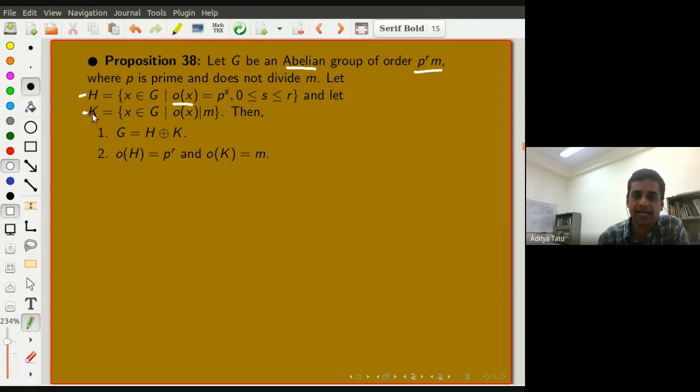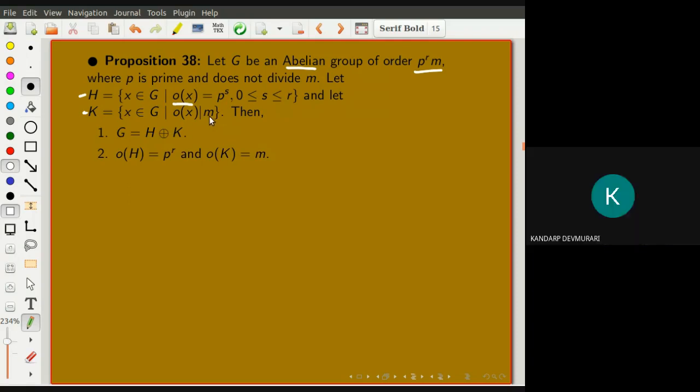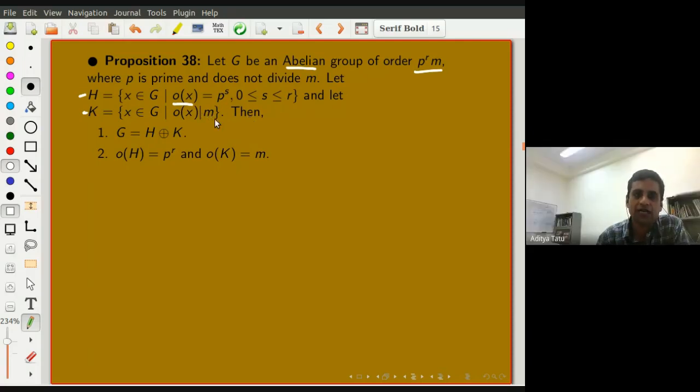The other subset is K, which consists of all elements of the group G whose order divides M. Is the definition of the two subsets clear? Yes, sir. Okay. So then we can show that G is a direct sum of these two subgroups H and K. Moreover, H contains P to the power R number of elements and K contains M elements.